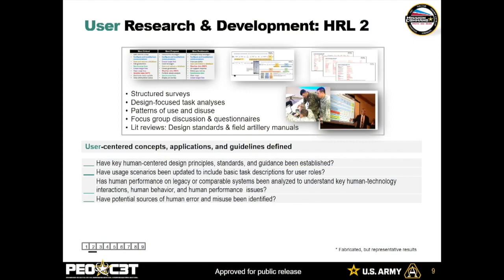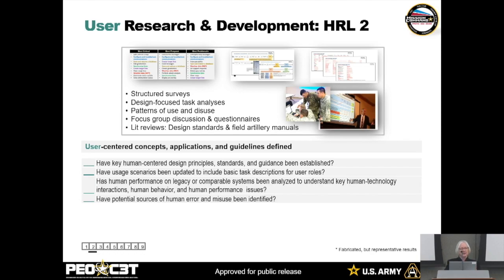Let's see, HRL2. So here we're looking at user-centered concepts, applications, and have we defined our guidelines. So here we had conducted structured surveys and that design-focused task analysis I talked about earlier. We saw our patterns of use and disuse. We had our focus group feedback from discussions and questionnaires. We had an online survey that 253 people actually responded to. I was amazed. My product support manager thought, you're going to get thousands of responses, and I'm thinking I'll be happy if I get 50. But I was surprised. We did have a good response rate.